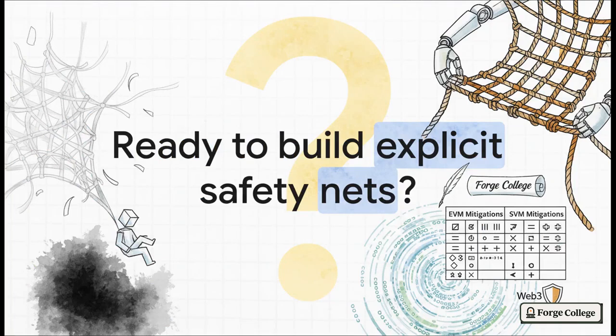Are you still relying on invisible safety nets, or are you finally ready to explicitly build them yourself? Take the time to populate your own comparison table, prioritizing the mitigations you encounter the most. And bring that table with you to our next lesson in the module, Mitigations for Attacks Unique to SVM, where we're going to turn these adapted primitives into full checklist fragments.